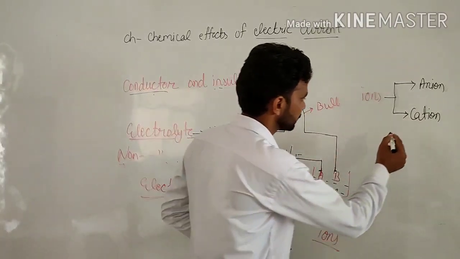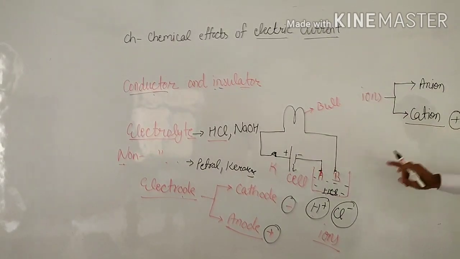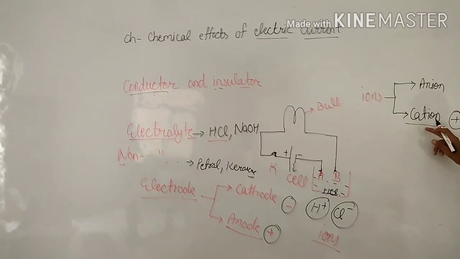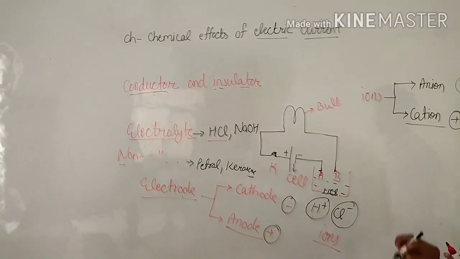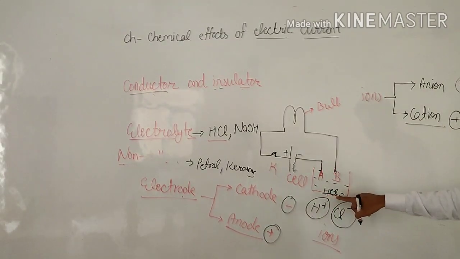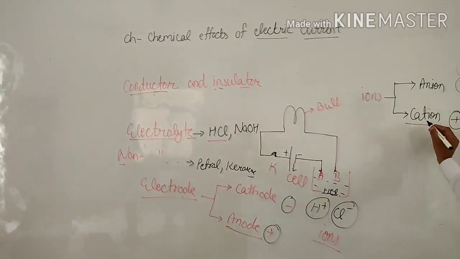These cations are positively charged ions. The positively charged ions which are formed in an electrolyte when current passes through it are known as cations, and the negatively charged ions which are formed when current passes through an electrolyte are known as anions. So here in HCl solution, H positive is known as cation, and this Cl negative is known as anion. The positively charged ions are known as cation and the negatively charged ions are known as anion.